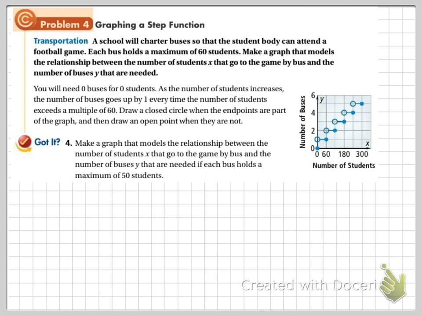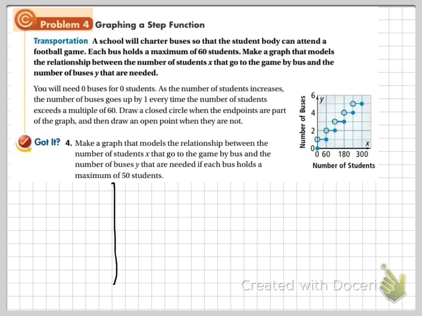So let's try graphing a step function. We're going to do the same sort of situation as our problem here. It says a school will charter buses so that the student body can attend a football game. Each bus holds a maximum of 60 students. And they graphed it out here. So we're going to do our own, but this time we're going to talk about having 50 students.